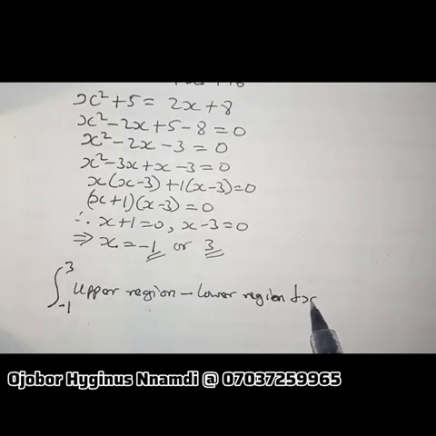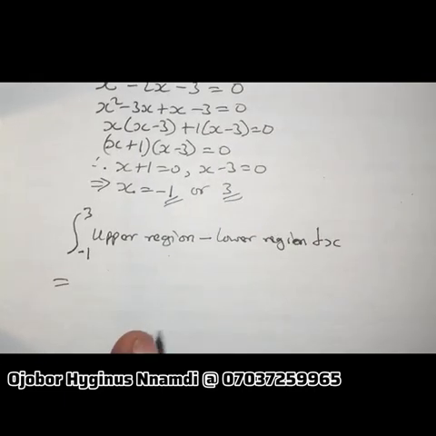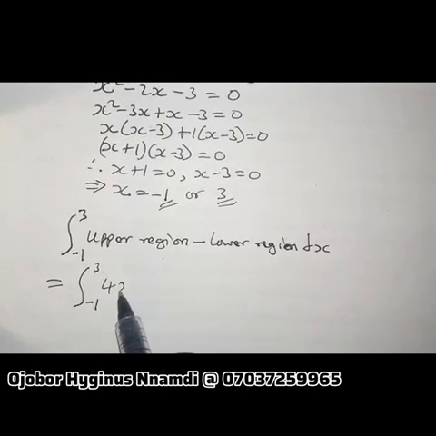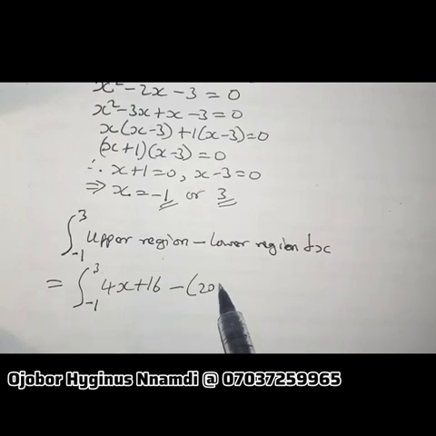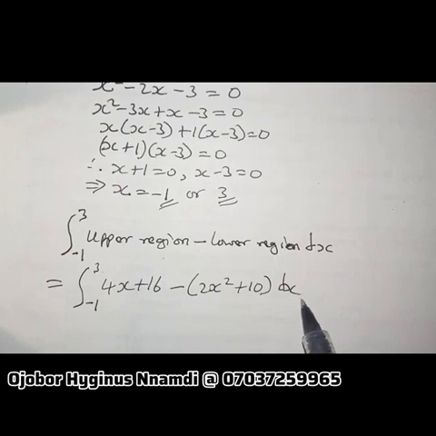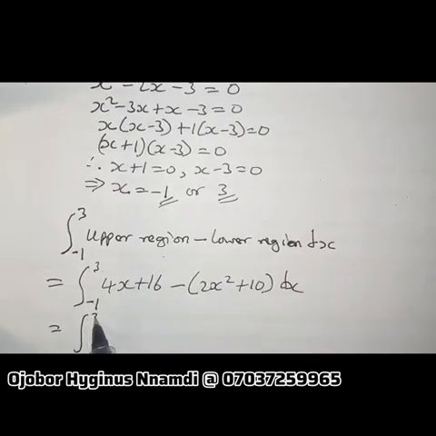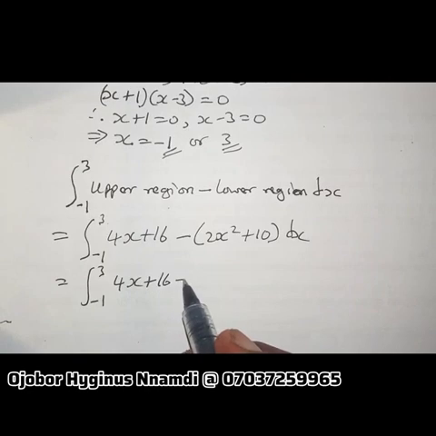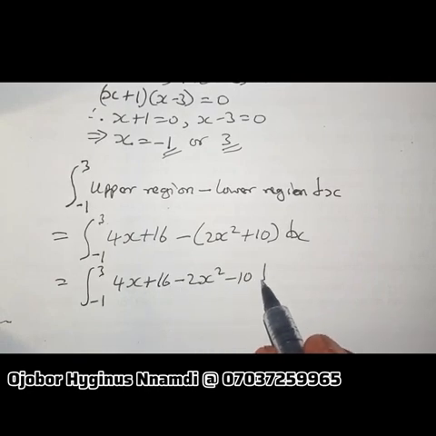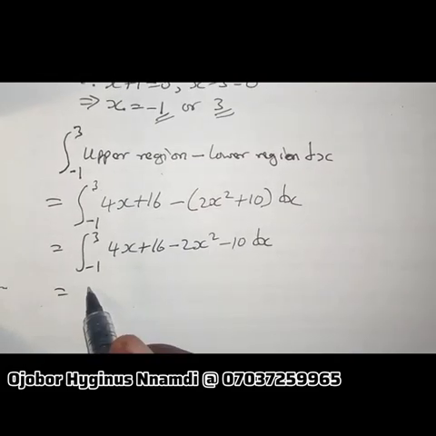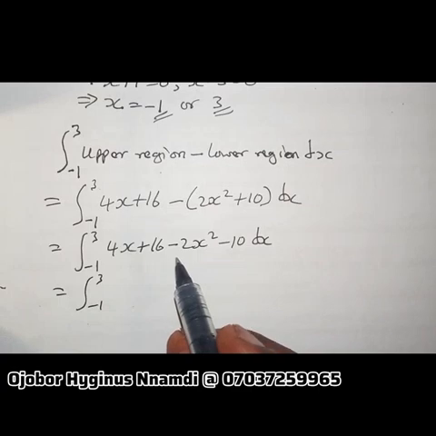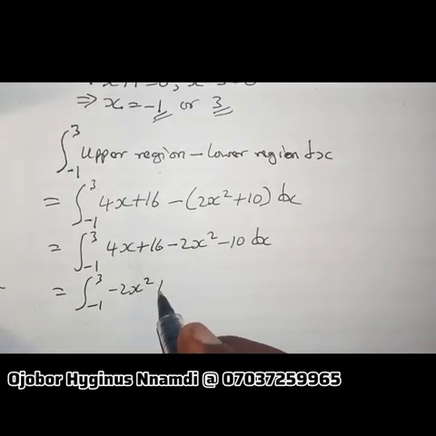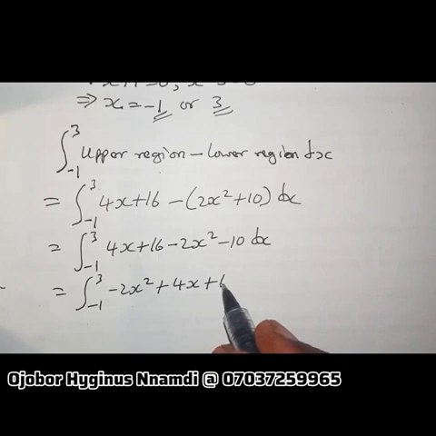The integral of that. So we are going to have the integral from minus 1 to 3 of 4x plus 16 minus (2x squared plus 10) with respect to x. If we simplify this, integral ranging from minus 1 to 3 of 4x plus 16 minus 2x squared minus 10 dx, that's equal to the integral from minus 1 to 3. 16 minus 10 is 6, so we arrange it: minus 2x squared plus 4x plus 6 with respect to x.